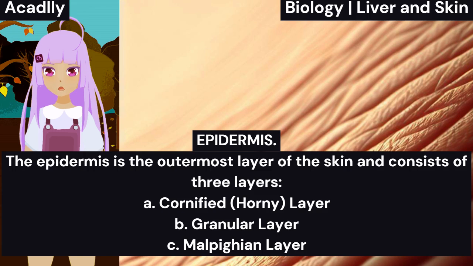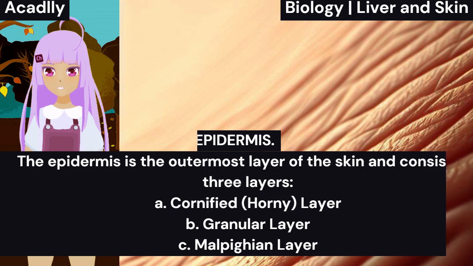The layer constantly divides to produce new epidermal cells. It also gives rise to sweat glands, sebaceous glands, and hair follicles. The Malpighian layer contains melanin pigment, responsible for skin color, and keratin, which contributes to the skin's toughness and flexibility.